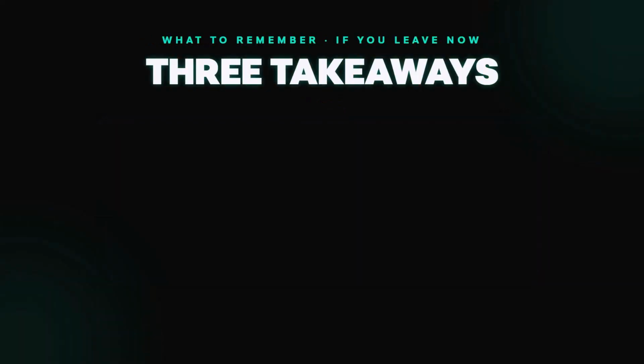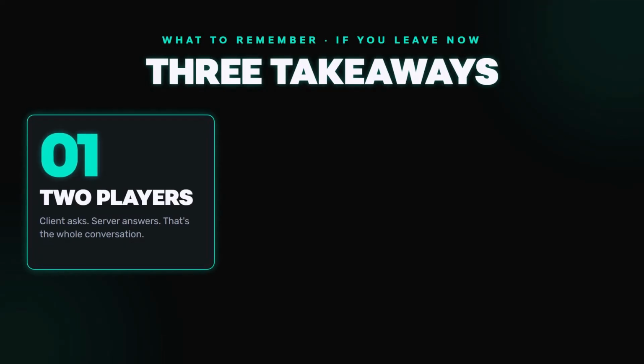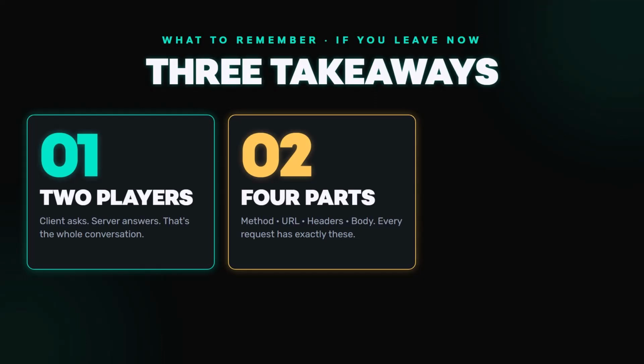Before you go, take 30 seconds to log this into your brain. Takeaway 1. Two players, two messages: the client asks, the server answers. Every interaction on the internet is some version of this dance. Takeaway 2. Every request has four parts: method, URL, headers, body. Every response has the same parts plus a status code. It's all just text traveling over the network.